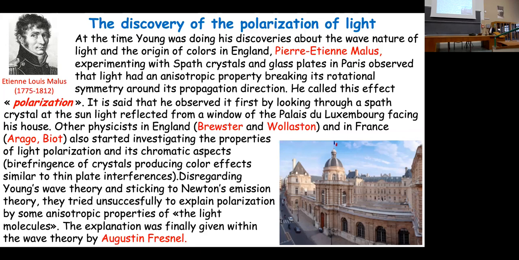But at that time, Newton was considered to be the person who was right. And he tried to interpret this with the particle theory, assuming that the particles of light, the molecules of light, as he called them, had some kind of anisotropy, which explained this property. But the particle theory was absolutely unable to explain quantitatively what was going on.